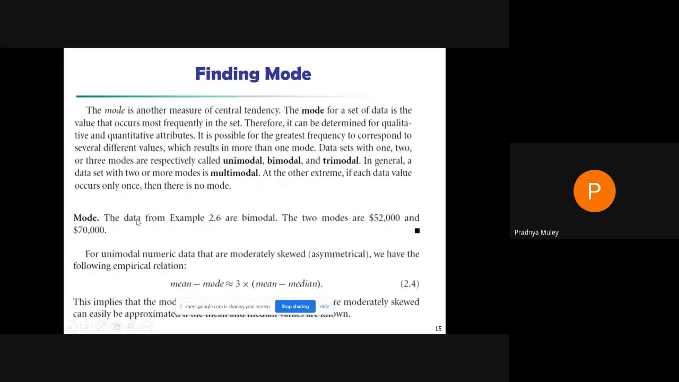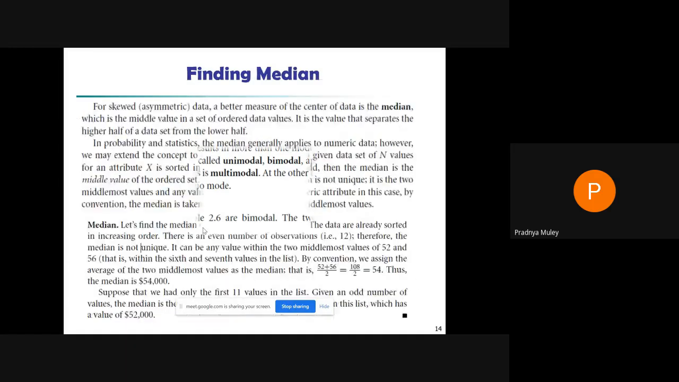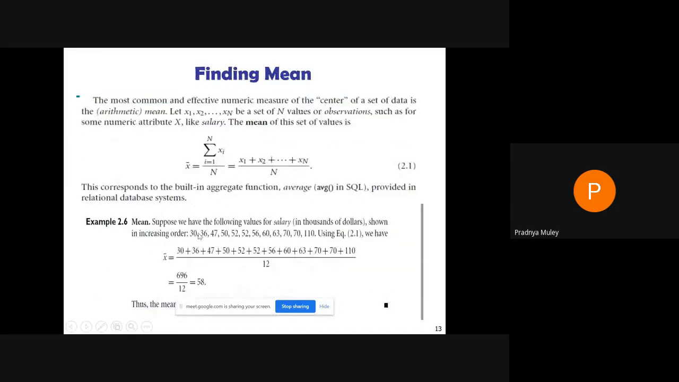For example, the data set which we have taken is bimodal because the two modes are 52,000 and 70,000. If we look at this data set, 30, 36, 47, 50, 52 has occurred two times, and then again 70 has occurred two times.